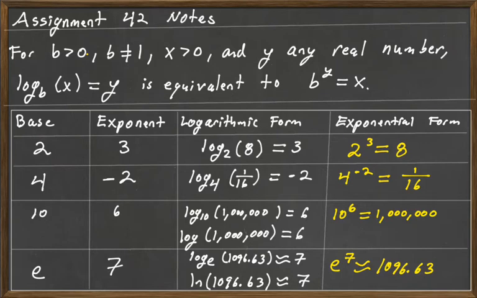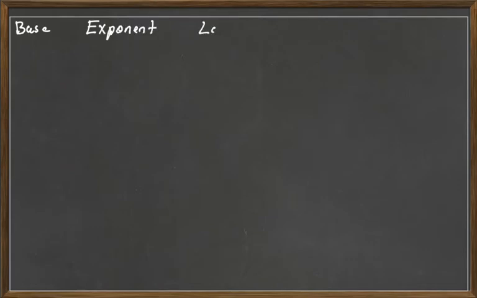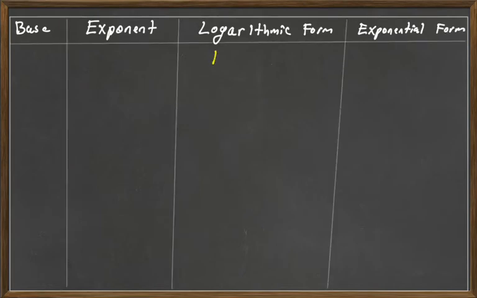This is going to be a short video. I got a couple more examples. We're going to go from the log form to the exponential form. So we're going to go ahead and make our table again: our base, our exponent, logarithmic form, and exponential form. Okay, this time I'm going to start out with the log form. So we're going to have log base 8 of 64 is equal to 2. So that's provided for us.